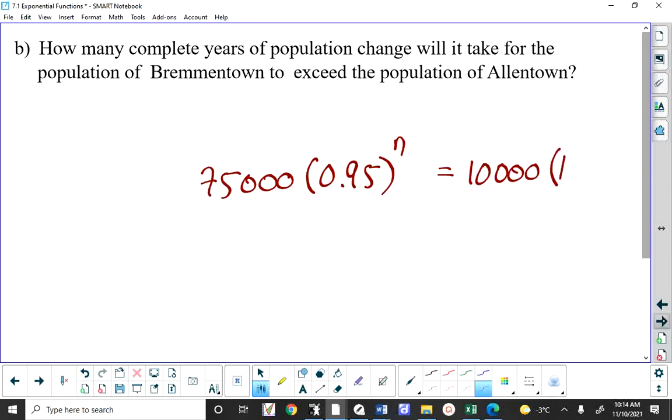If we set these two things equal to each other, we would have to solve that for n. And if we got n equals 10.1, we would have to say 11, because it's complete years. We wouldn't go 10.1 and round it down to 10. We always have to round up in this circumstance. You do not know how to solve this equation, but you will learn how to solve it. So we're going to use our graphing calculator.